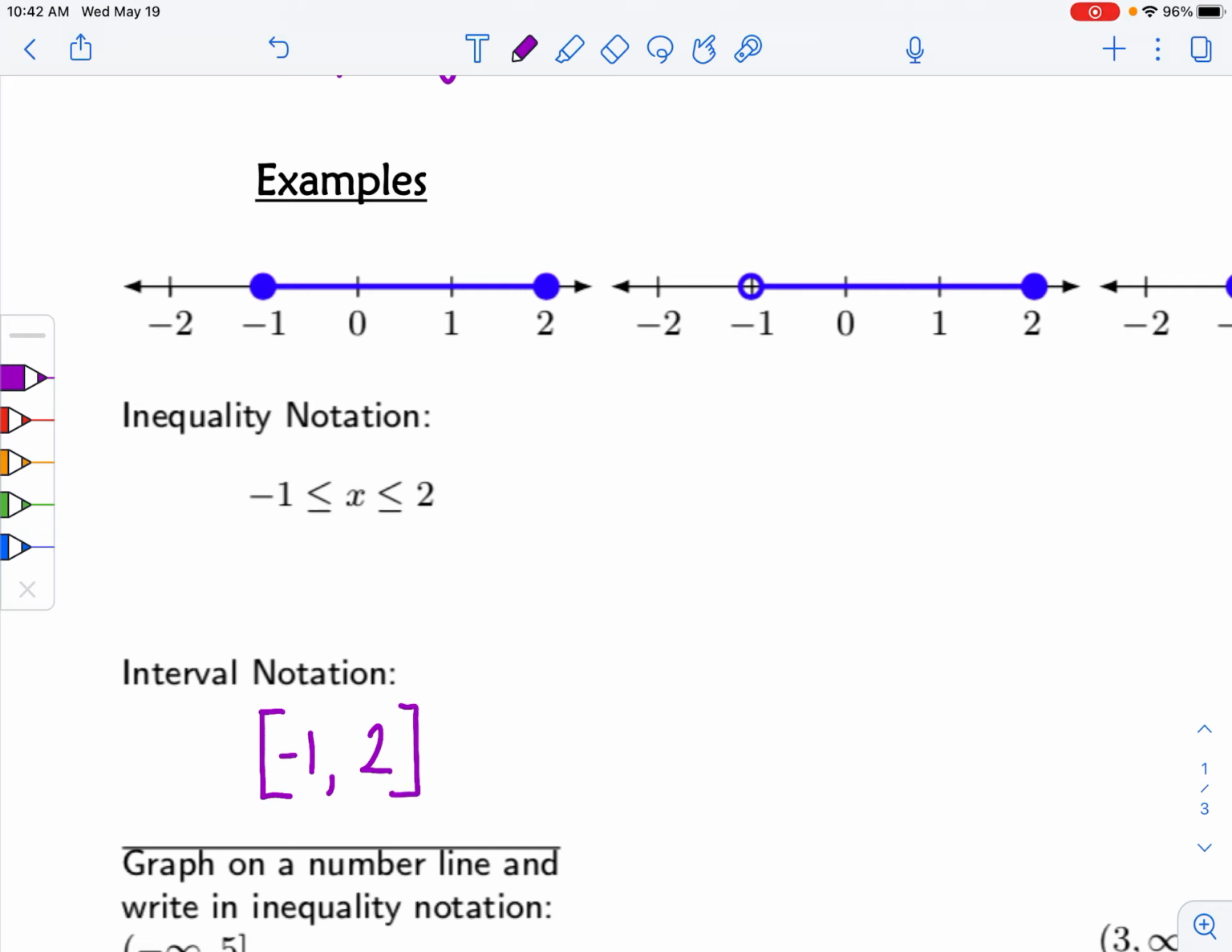The next example is an open circle at -1. So -1 is still my smallest value, but I only have the less than symbol now. Then at 2, it's less than or equal to 2 because it's a closed circle. I would write this in interval notation as parentheses, -1, 2 with a bracket.